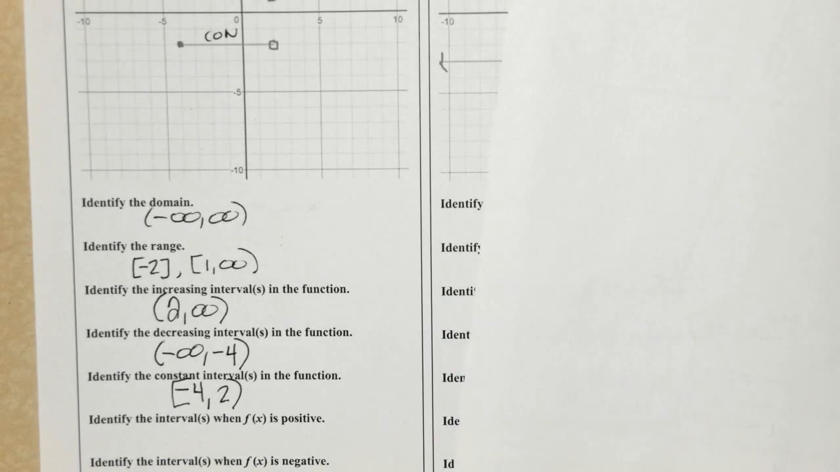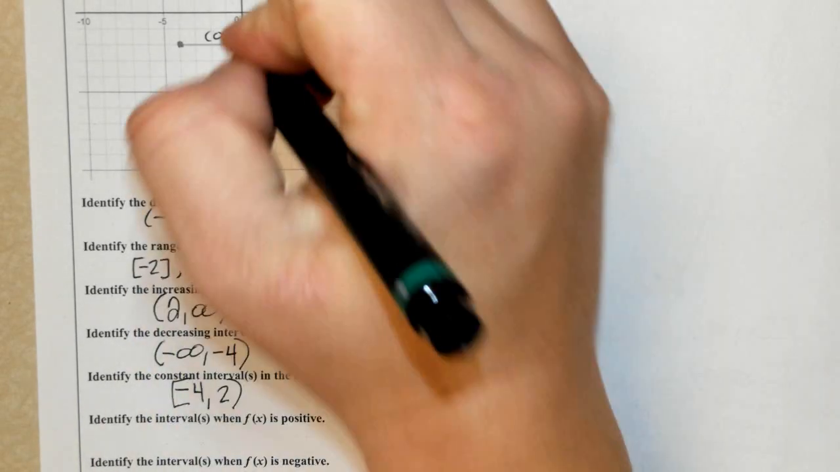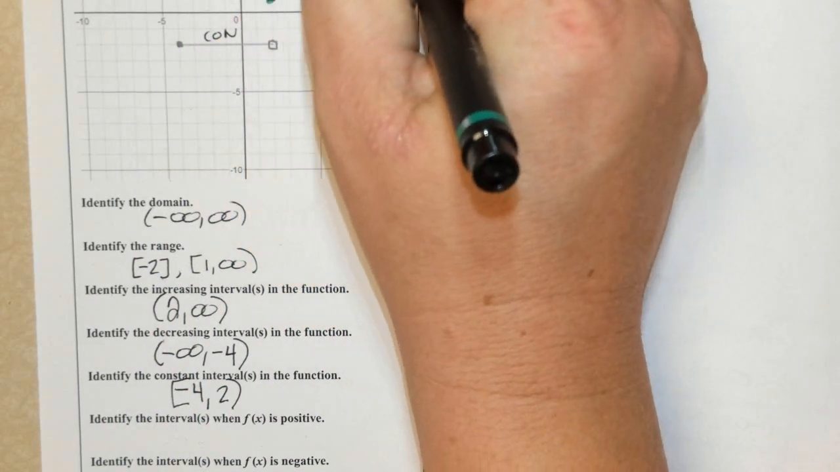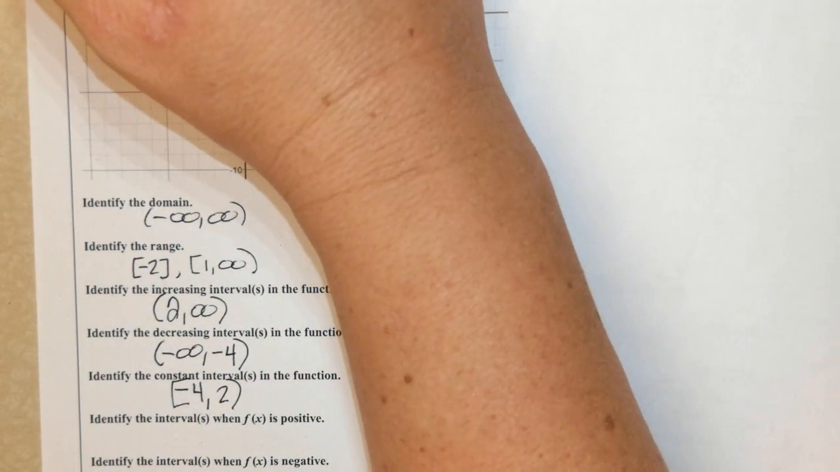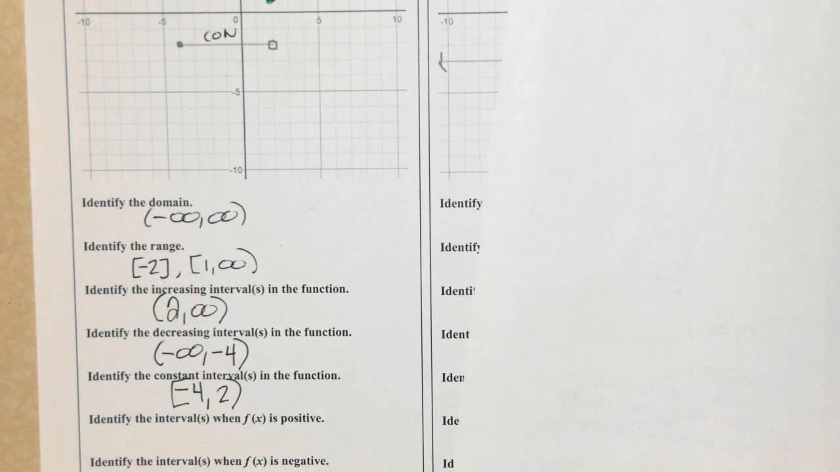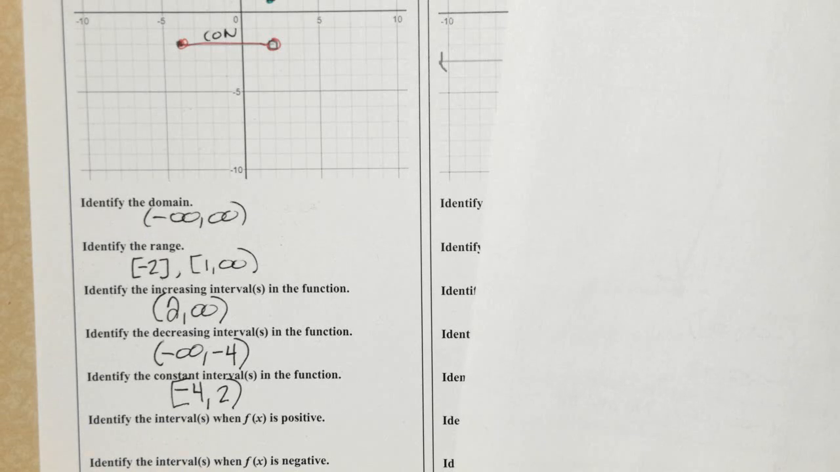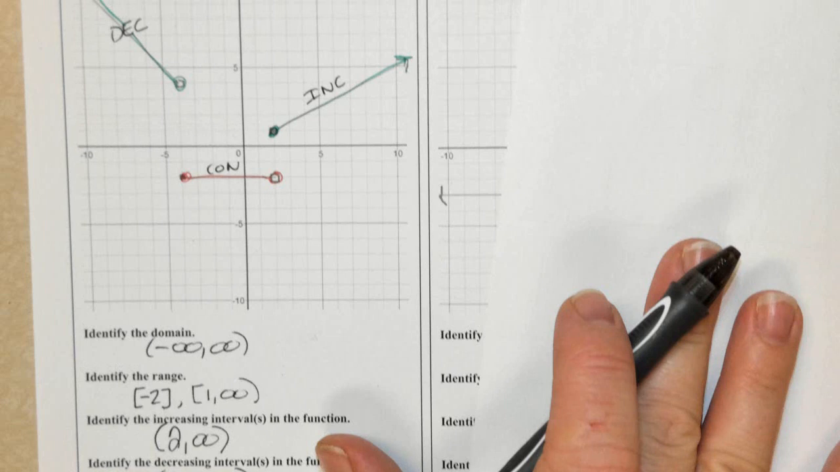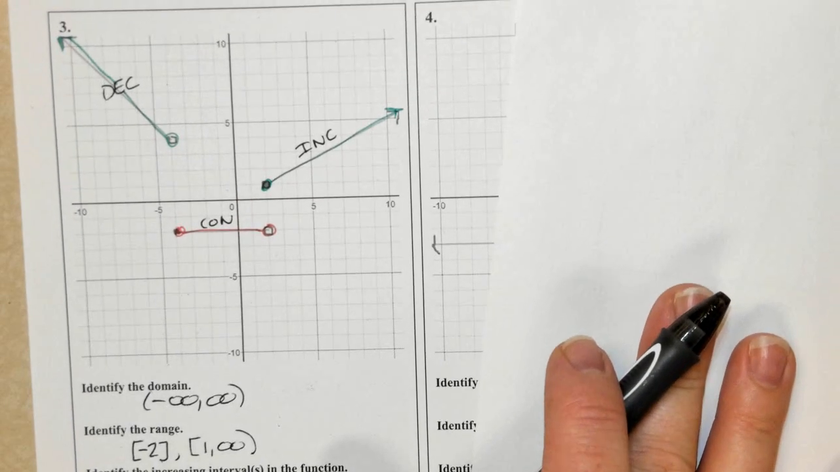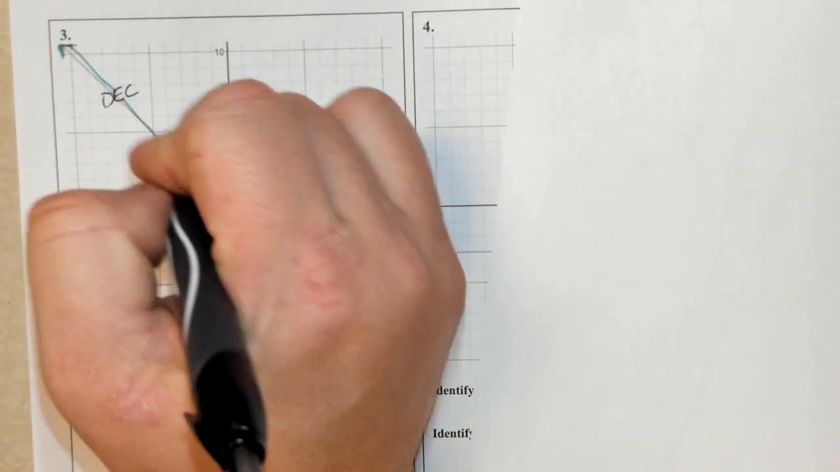Where is it positive and where is it negative? So the y values are positive here, and the y values are negative down here. How would I write that? Okay, let's start with the positive. I'm going to do it up here so you're able to see it. So I'm identifying intervals where it's positive. Okay, this interval is positive.